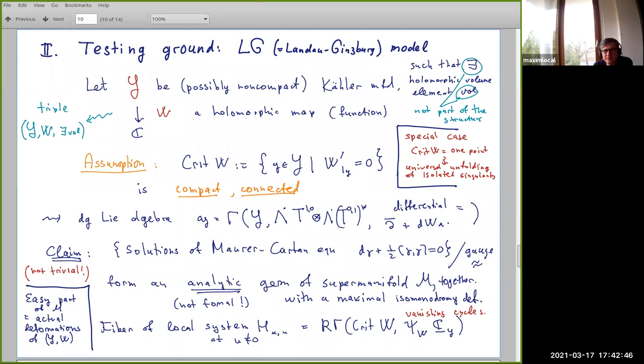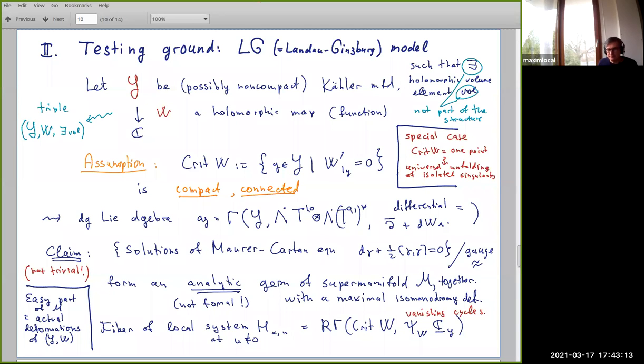And I have a holomorphic map to C, which is just a holomorphic function. So I get this triple, or maybe double, Y and W, and the existing holomorphic structure is a property, not part of the structure. Now I make the following assumption: that the set of critical points of my potential, points where the derivative is 0, is compact and connected and non-empty.